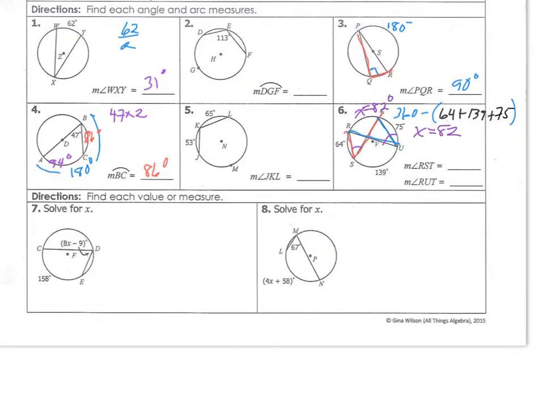No, because remember we're going to an inscribed angle. So is our inscribed angle smaller or bigger than that 82? Smaller. So what are our angle measures? 41. Yeah, so 82 divided by 2. So RST is 41 degrees and RUT is 41 degrees.